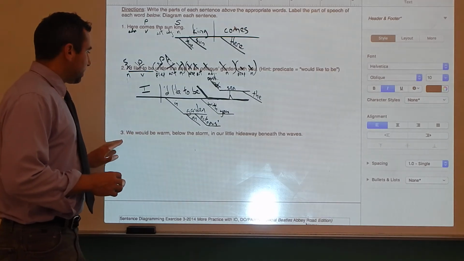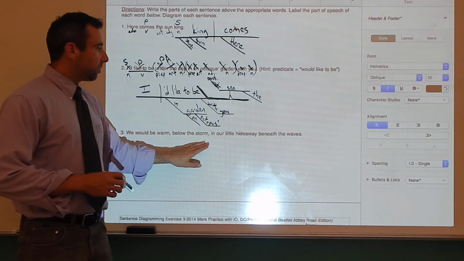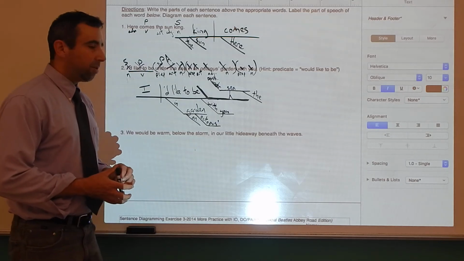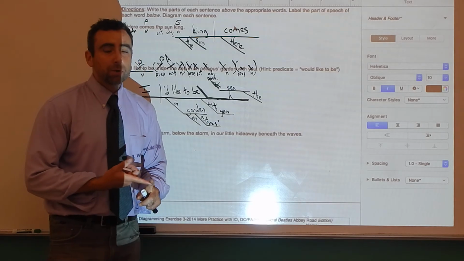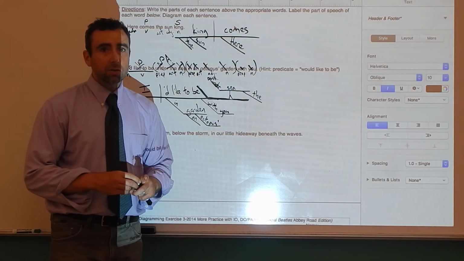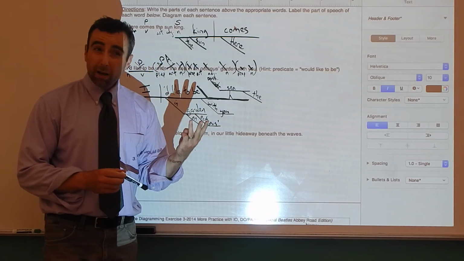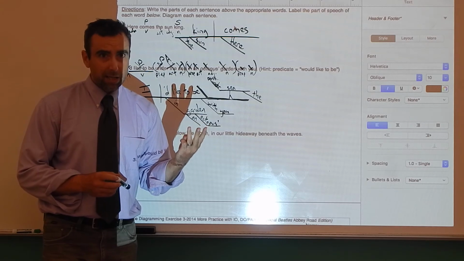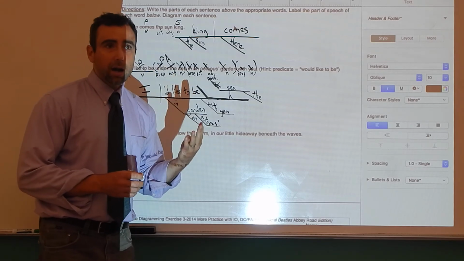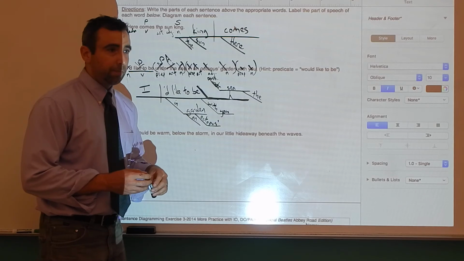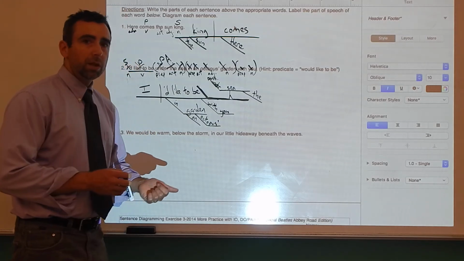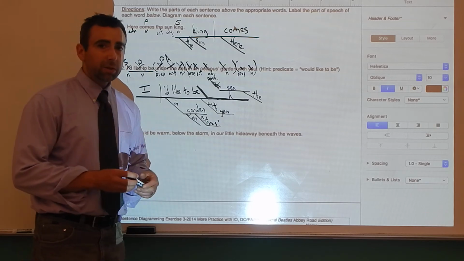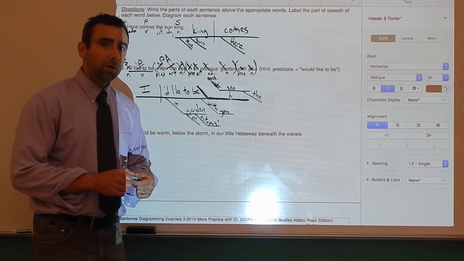So please take the next sentence: "We would be warm below the storm in our little hideaway beneath the waves." Step 1, identify the prepositional phrases. Step 2, identify the parts of the sentence: subject, predicate, and what? Direct object, predicate adjective or predicate nominative. And then identify the indirect object, if there is one. So please do it yourself, then label the parts of speech and diagram the sentence. Pause the video till you're done, then we'll go over it.